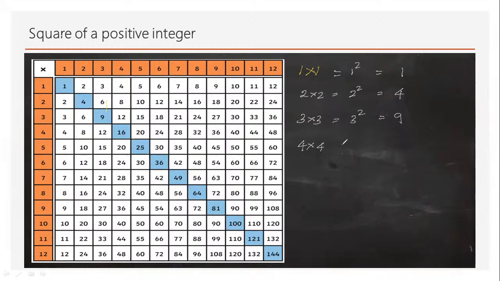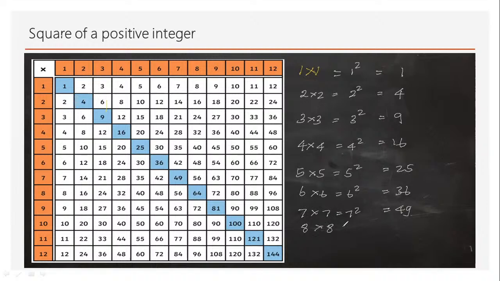4 times 4, 4 squared, that is 16. 5 times 5, 5 squared, that is 25. 6 times 6, 6 squared, 36. 7 times 7, 7 squared, 49.